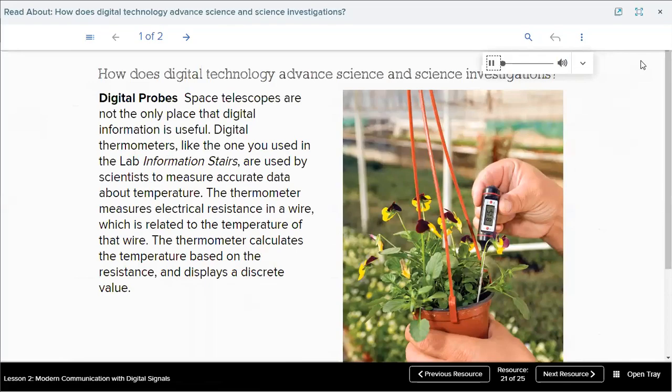How does digital technology advance science and science investigations? Digital probes, space telescopes are not the only place that digital information is useful. Digital thermometers, like the one you used in the lab, are used by scientists to measure accurate data about temperature. The thermometer measures electrical resistance in a wire, which is related to the temperature of that wire. The thermometer calculates the temperature based on the resistance, and displays a discrete value.